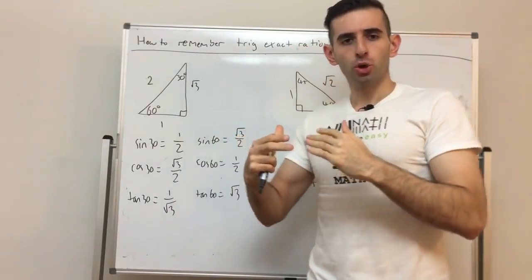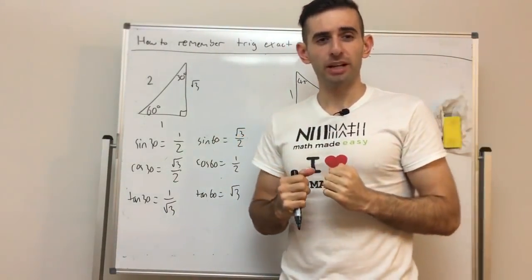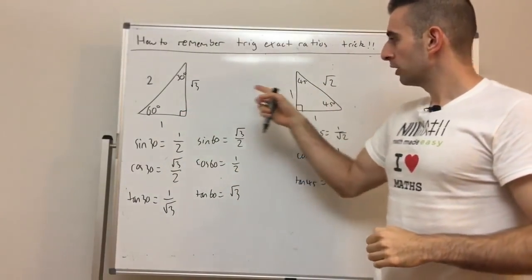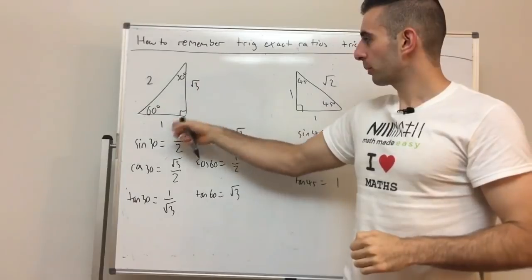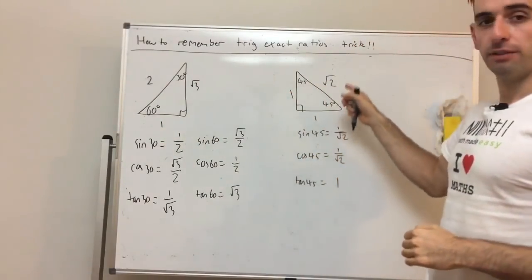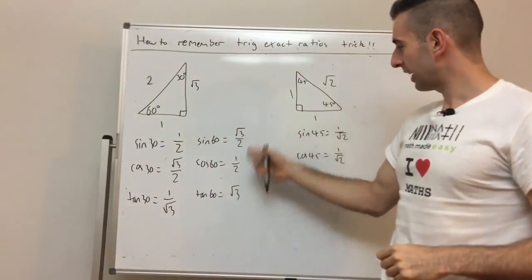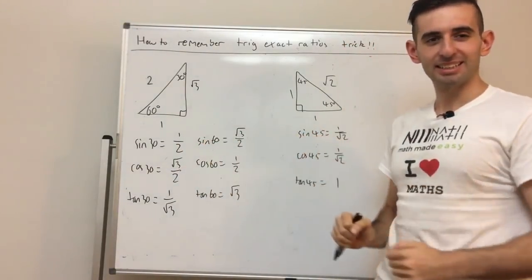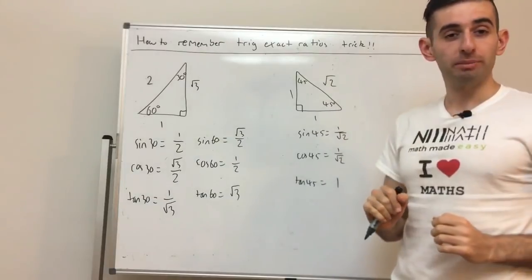So when you're taught how to remember the exact trig value ratios, they teach you to draw these triangles. 60 degrees, 30 degrees, root 3, 1, 2; 1, 1, root 2, 45, 45. And then we get all these different values, six here, so sine 30 is a half, and so on. You can see these are the exact values we're talking about.